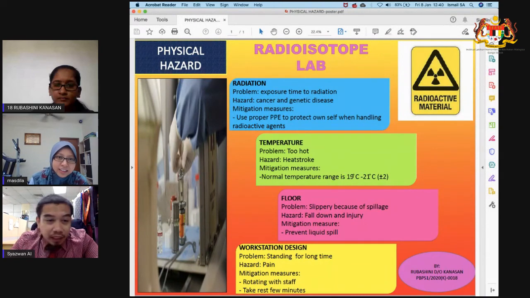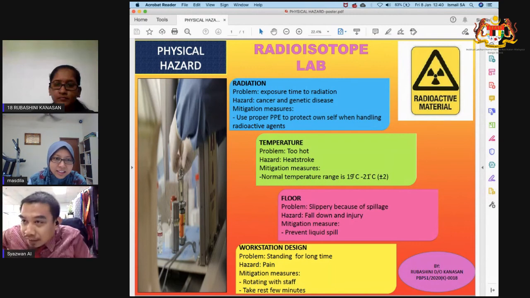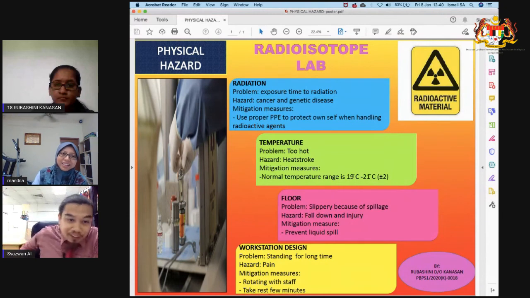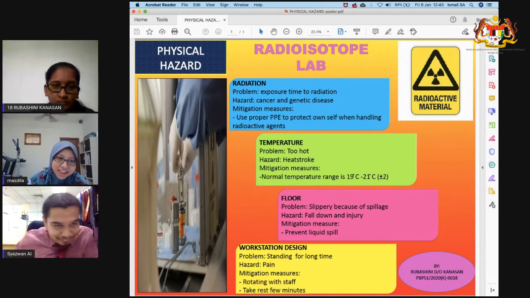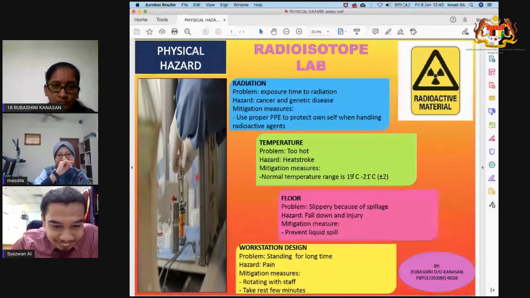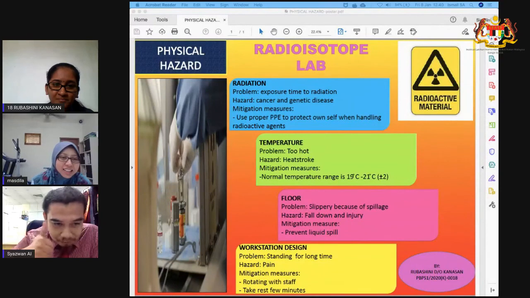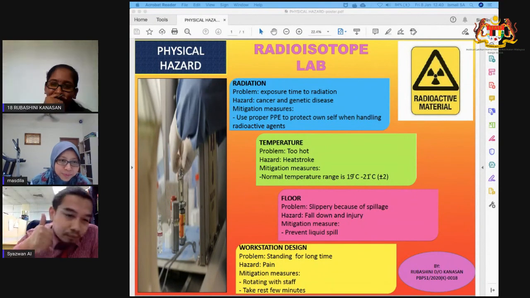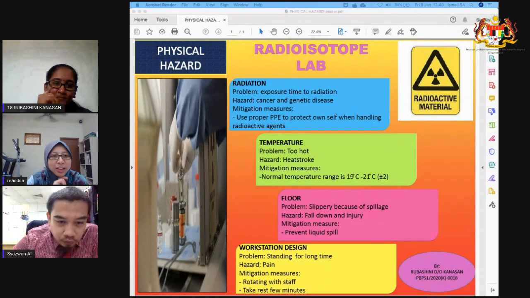I think I agree with Puan Masdila. You can maintain and then just update a little bit. It's very good actually. Yes, I agree with you because it's a new thing to learn. Radio isotope. It looks like a radio television but it's different. Okay. Any additional from Cik Aizat? Okay, right. Oh, so good.